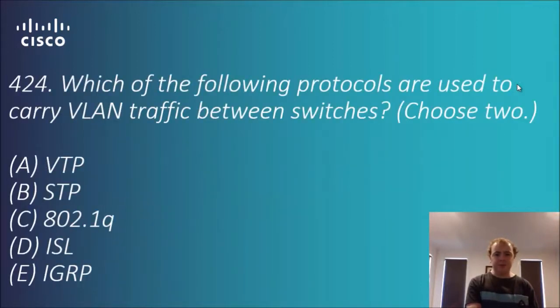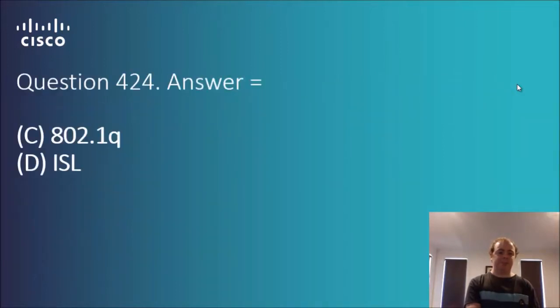424, which of the following protocols are used to carry VLAN traffic between switches? Again, this is simply reading from the textbook, memorizing it to death, and going from there. So we've got VTP, STP, 802.1q, ISL, IGRP. It is C and D.